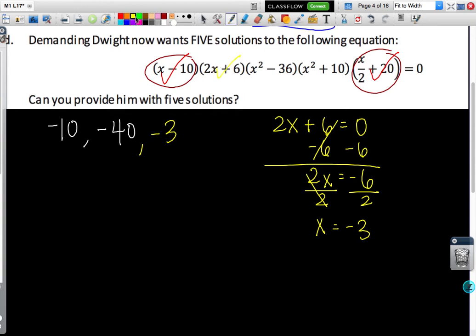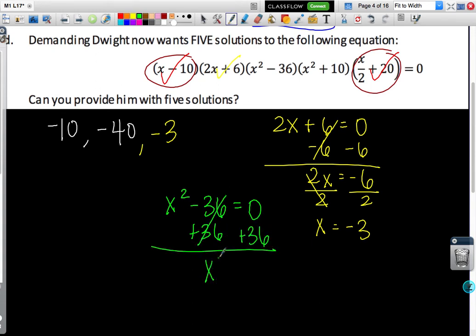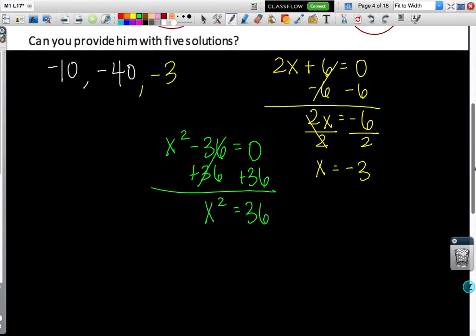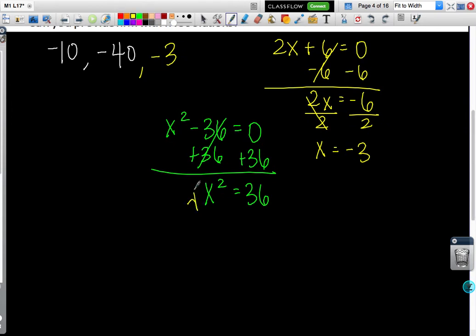Now we have x squared minus 36 equals 0. So to solve for x, we're going to work bit by bit. We're first going to add 36 to both sides. So now we have x squared equals 36. Again, to isolate the variable, in order to undo the square of something, we're going to take the square root of both sides. And when we take the square root, we always have a positive and a negative answer. So we're adding our solutions to our solution set.